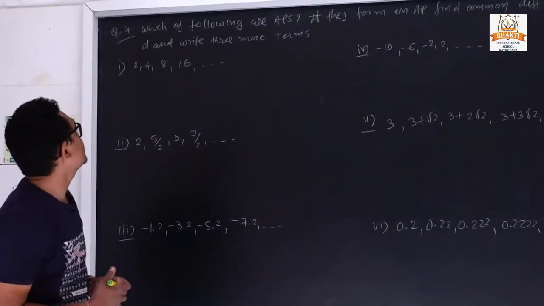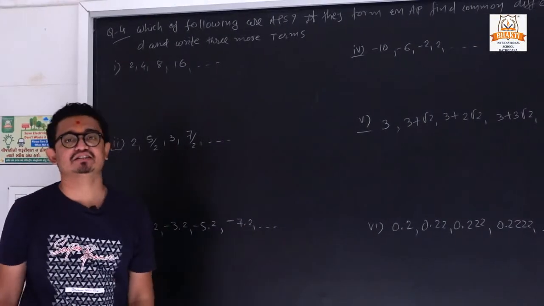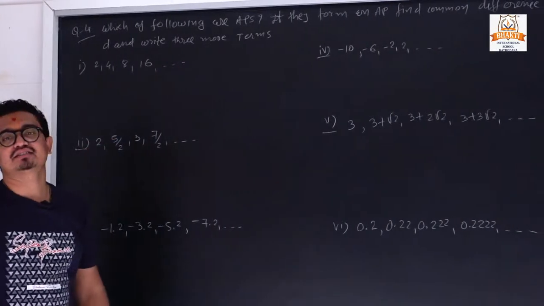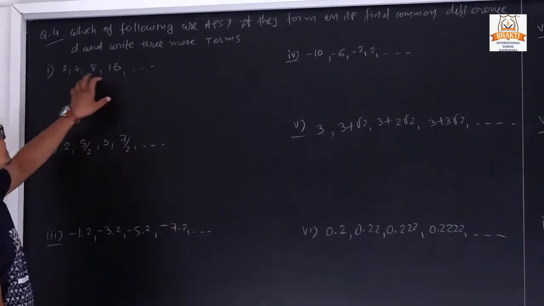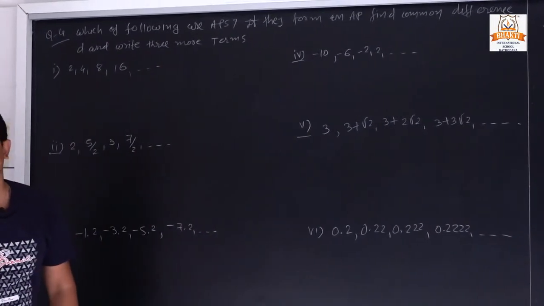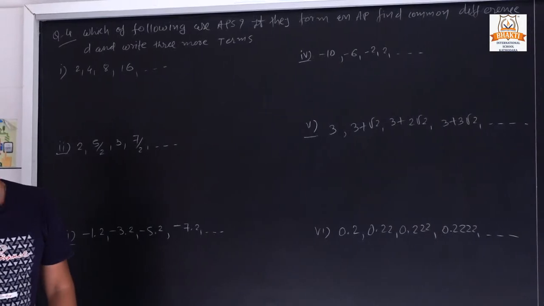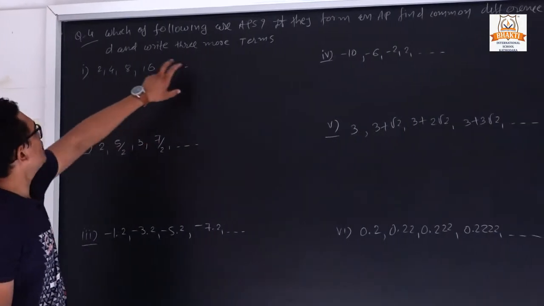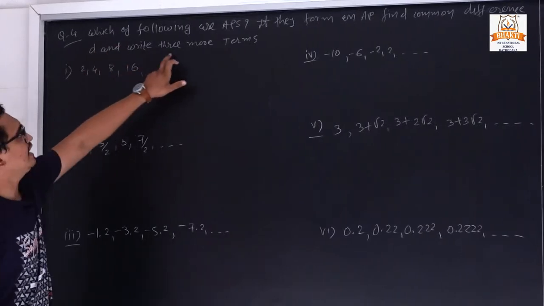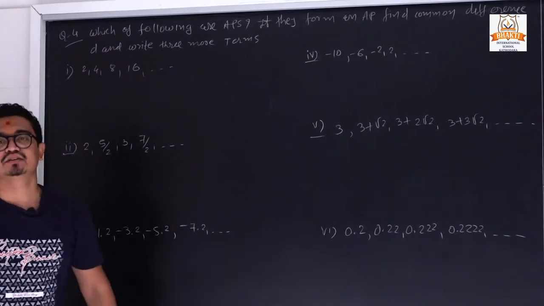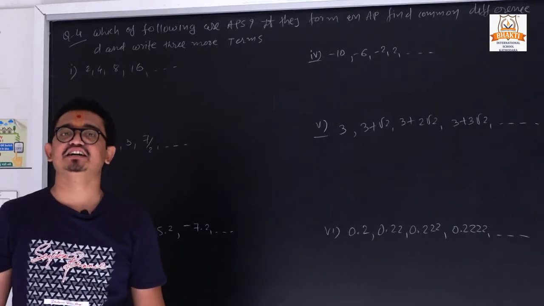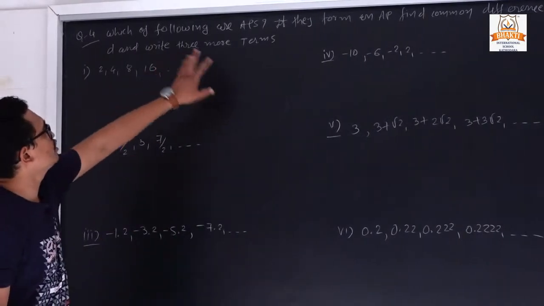Last question of exercise number 5.1, question number 4. Which of the following are APs? Here the series are given and we can decide whether it is an arithmetic progression or not. And if yes, then find the common difference D and also write 3 more terms. So if it is an arithmetic progression, we need to find D as well as 3 more terms.